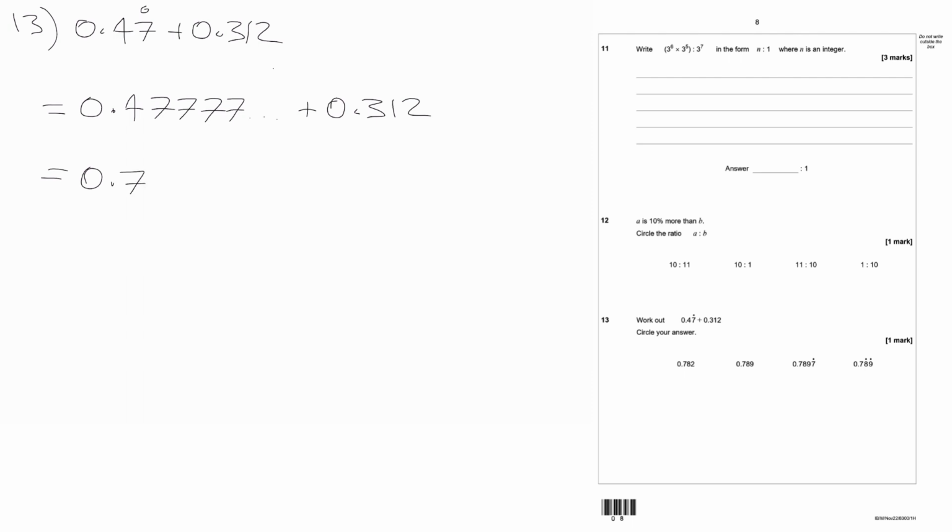Moving on to question 13, we're asked to work out 0.47 recurring plus 0.312. So 0.47 recurring is just 0.4 with an infinite number of 7s after. So if we add 0.312, we're going to get 0.789, and then we're still going to have that infinite number of 7s after that point. So when we add this together, we have 0.789, 7 recurring.